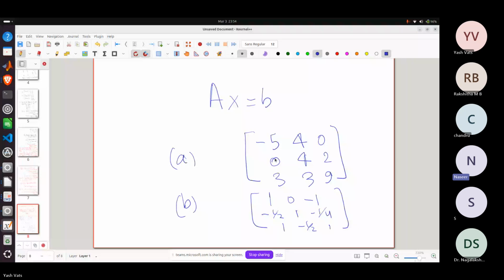But in option B, the third row is not diagonally dominant, sir. Yes, that's true. But they have given both option A and option B. If it's not diagonally dominant, then you have to check another way, right? Because they said for any choice of initial value it should converge. If your matrix is diagonally dominant, then it will absolutely converge. But if your matrix is not diagonally dominant, then you have to check the eigenvalues.